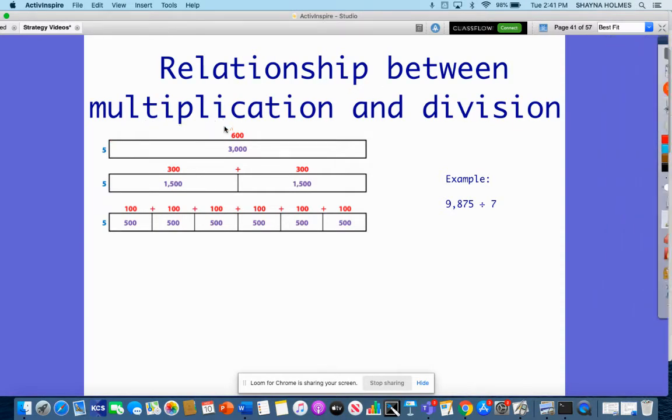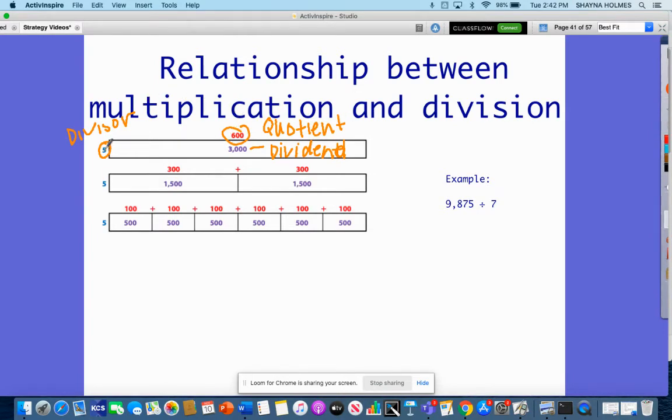I know that these are some larger numbers, but right here, this is going to be your divisor. Now, if you remember, the divisor is like how many groups I have. This is my total, which is my dividend. And then up here, this is called my quotient. This is my answer. This is like how many in the group.